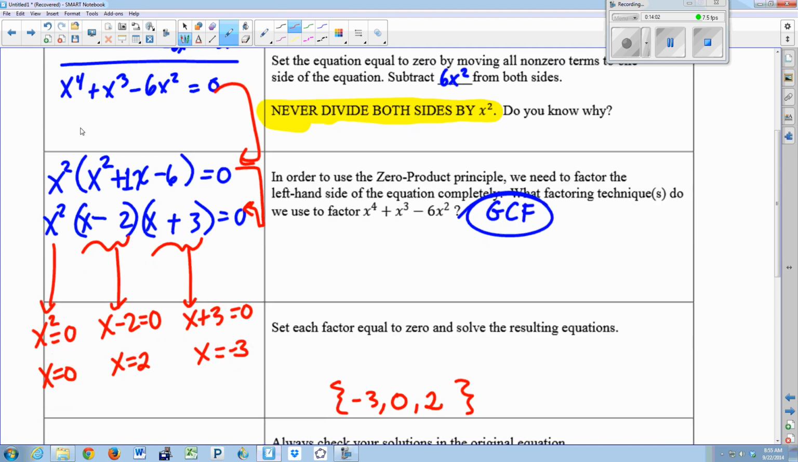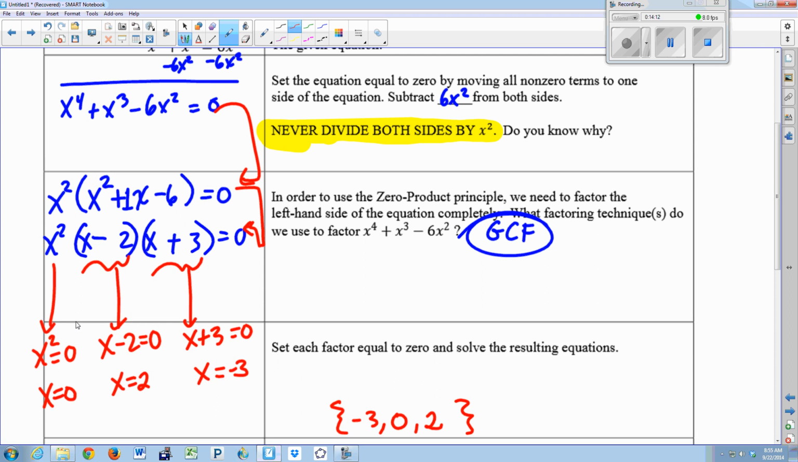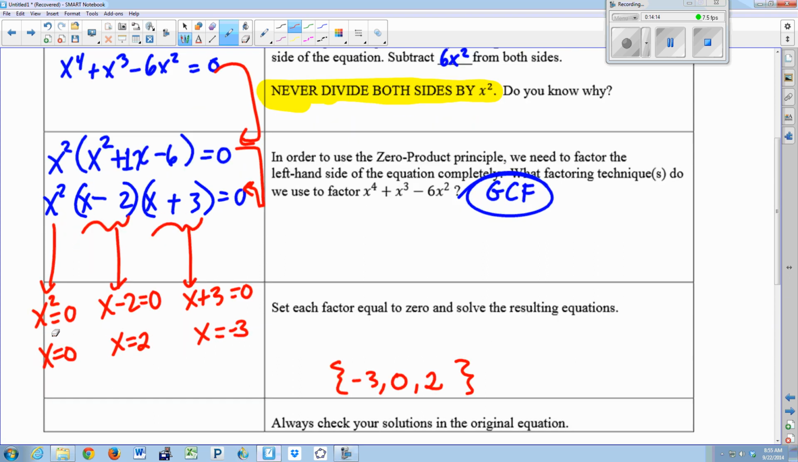So you should be expecting up to 4, a maximum of 4. Sometimes one of them can be repeated, like this 0 is repeated because it's x squared. So we call that a repeated 0. So we have 3 distinct answers.